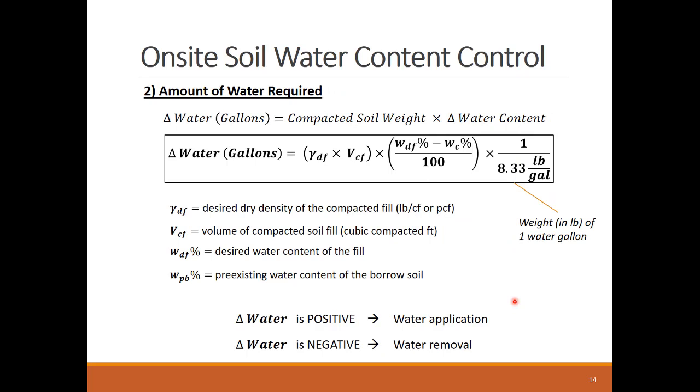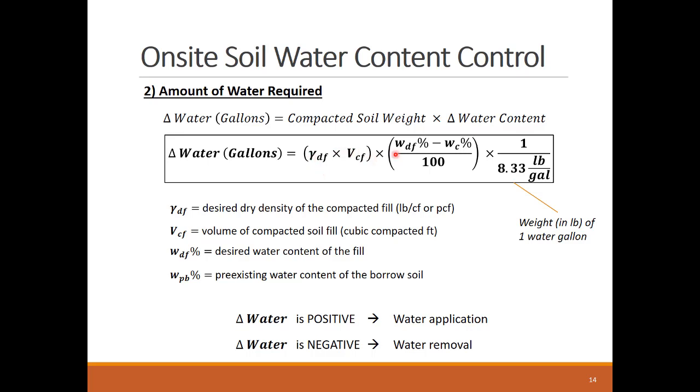In the case of water application, it's very critical to know how much water to apply for the volume of the soil to be compacted. This water application volume is calculated by multiplying the weight of the compacted soil and the water content change. The compacted soil weight is calculated by multiplying the desired dry density in pound per cubic foot, gamma df, and the compacted volume of the soil fill in compacted cubic foot.